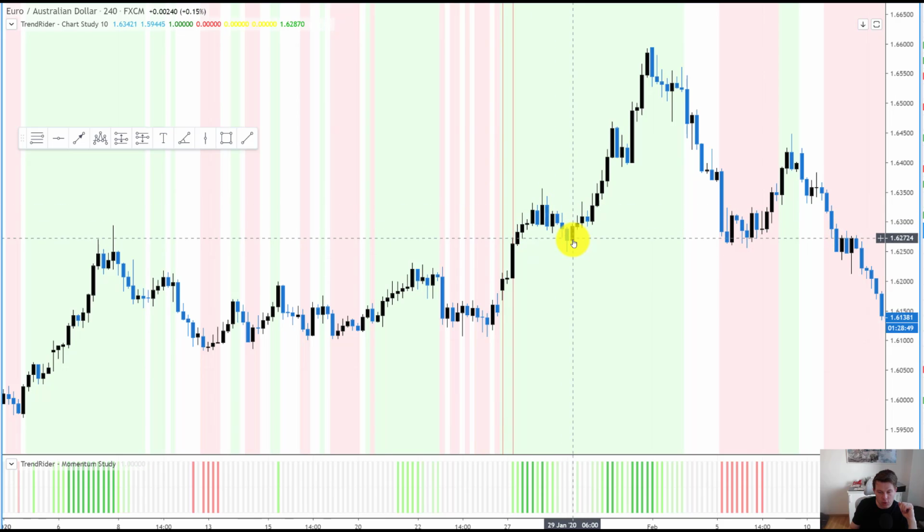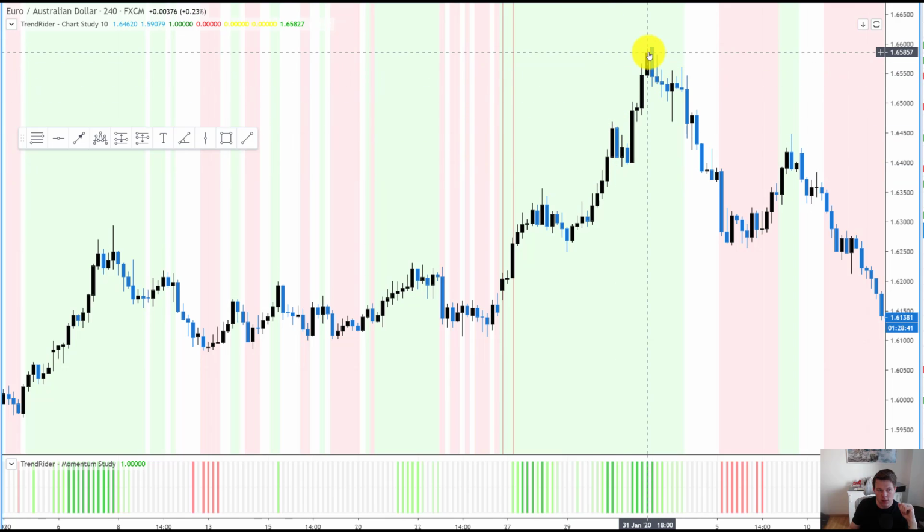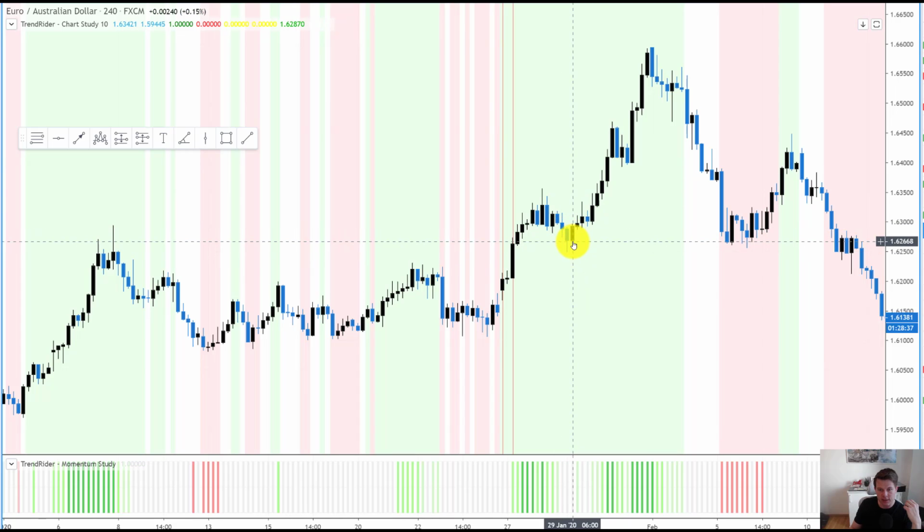You can see we have a pullback that we could have used as well to time our entry, and then you can see the market rallied for quite a while. So in this case we were probably able to get into a trade very early on with the help of the top-down approach, and then we can use the green color of the background to stay in trades.